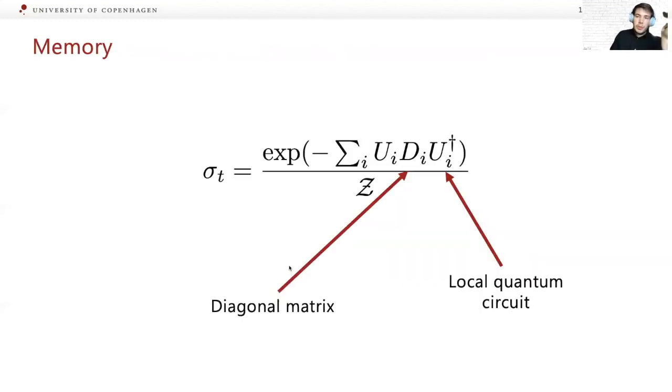Okay, how do we also obtain speedups for the memory? Well, what are the things we actually need to store to run our algorithm? We only need to store the matrices here in the exponent.